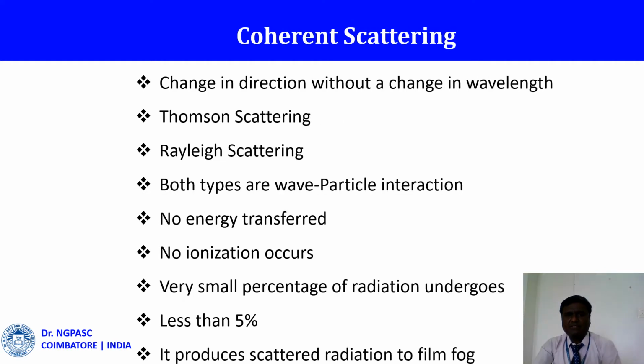When photons interact with matter and there is no change in wavelength but a change in direction, it is called coherent scattering. Coherent scattering is of two types, Thomson scattering and Rayleigh scattering. These are also called classical scattering. Both are wave-particle interactions. No ionization occurs because no energy is transferred from photons to the human body.